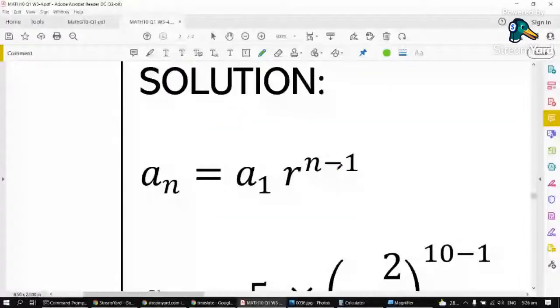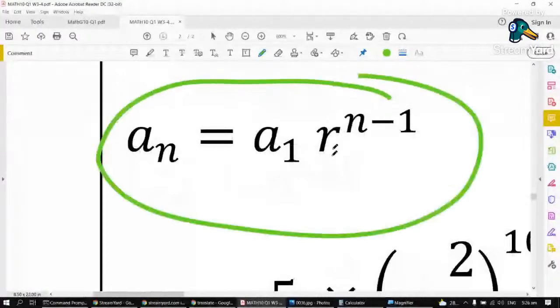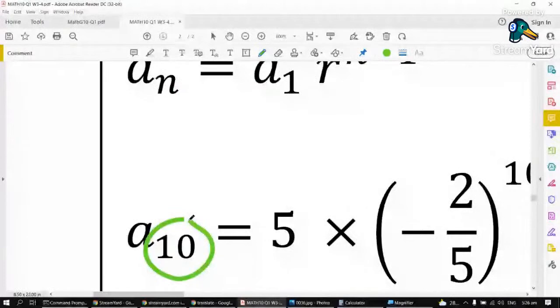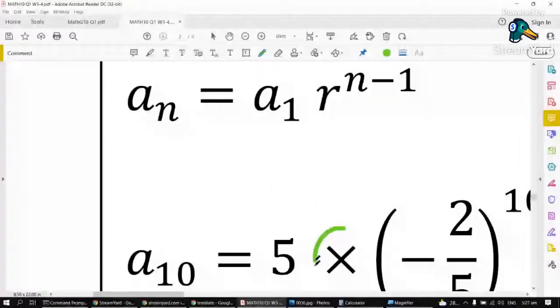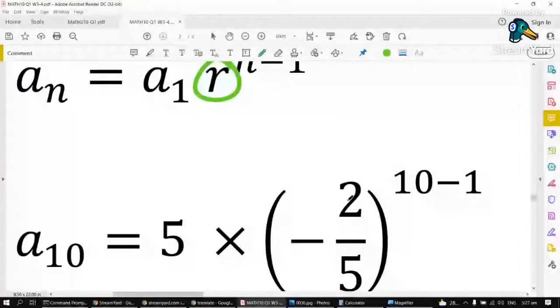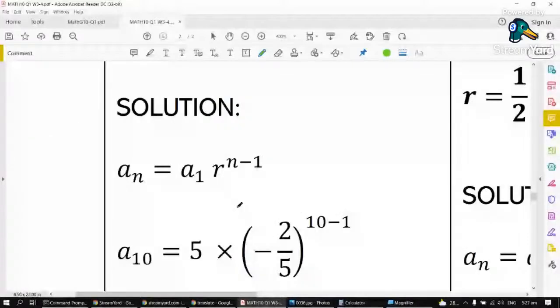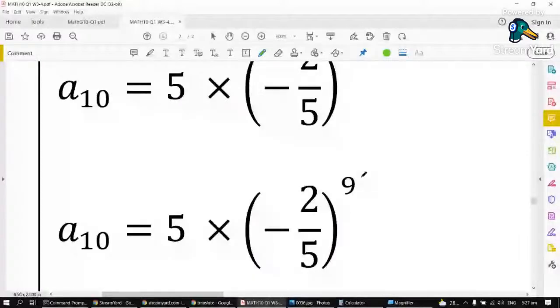So, ganun ulit. Formula. Palitan natin ang n ng 10. Palitan natin ang a sub 1 ng first term, which is the number 5, times ang ating common ratio is negative 2 over 5. Palitan natin tong n ng 10. So, 10 minus 1 is 9.